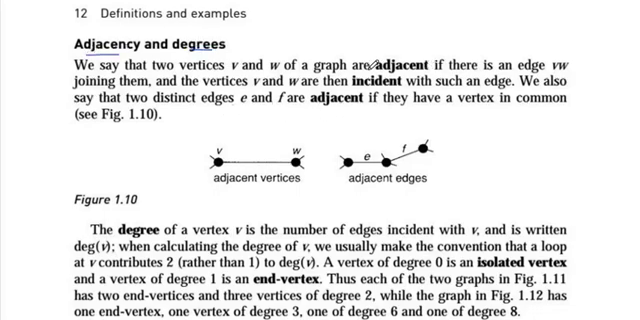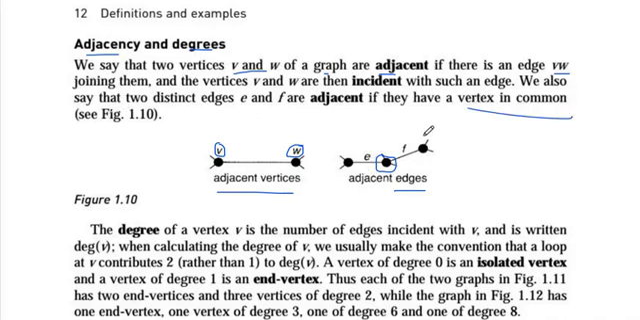We said that two vertices V and W of a graph are adjacent if there is an edge VW joining them. Adjacent means near. They are two near vertices. If an edge is joining these two vertices, they are called adjacent vertices. And adjacent edges are edges linked by a common vertex; if they have a vertex in common, they are adjacent edges.